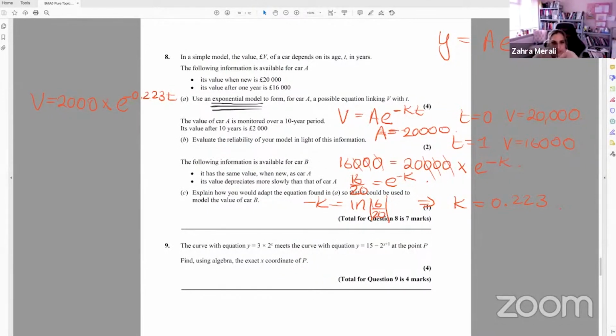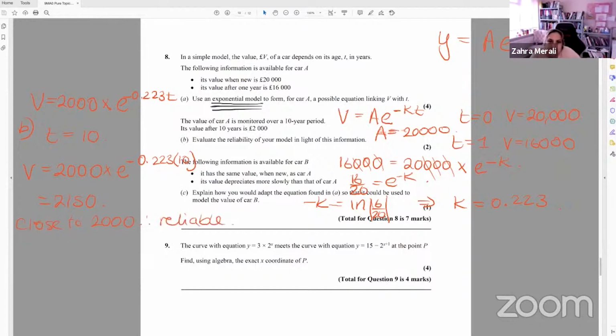Oh, sorry, I missed part B. The value of the car after 10 years is 2,000. Okay, so we're going to substitute t equals 10. So v equals 20,000 times e to the minus 0.223 times by 10. When you plug that into your calculator, you get 2150. You say this is close to 2000. So it's close to 2000, therefore reliable.